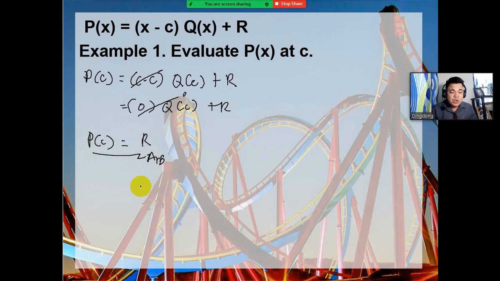So if you are going to substitute the value of c to the polynomial function of x, or p of x, you will have the statement that p of c is equal to r. That's the one that we are proving, that the remainder is equal to the polynomial function.